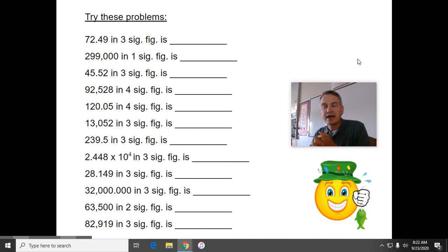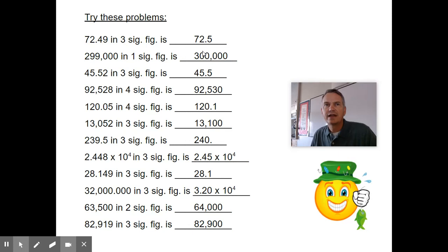Okay, so hopefully you got those done. So let's go over the answers, you guys. 72.49 to 3 significant figures is 72.5. Okay, 299,000 to 1 significant figure. We have to keep this last one is 300,000. Now, a common mistake is sometimes students will drop all the other numbers and just put 3. Well, that's not the same. That doesn't go to the same place value. If I owed you $299,000 and I gave you $3, you're going to be upset about that. So we have to just replace all the numbers with zeros.